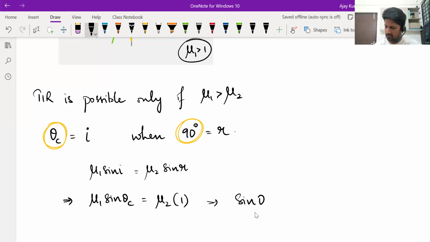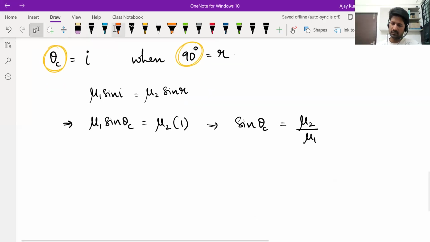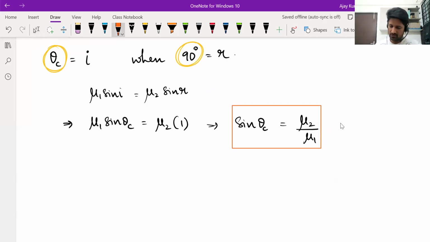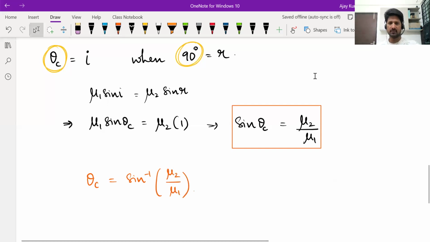Therefore, sine theta c, sine of the critical angle, becomes mu2 divided by mu1, or critical angle becomes sine inverse mu2 by mu1. Now, what are mu2 and mu1? Sir, they are the refractive indices of the media. Okay. So now you tell me, do you think critical angle depends on the two media or not? Yeah, sir, it does. Sine inverse mu2 by mu1. So it definitely depends.